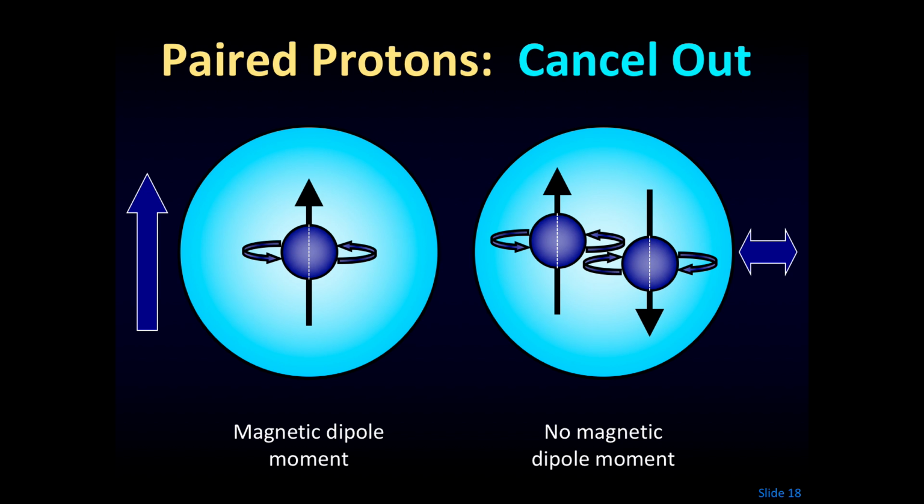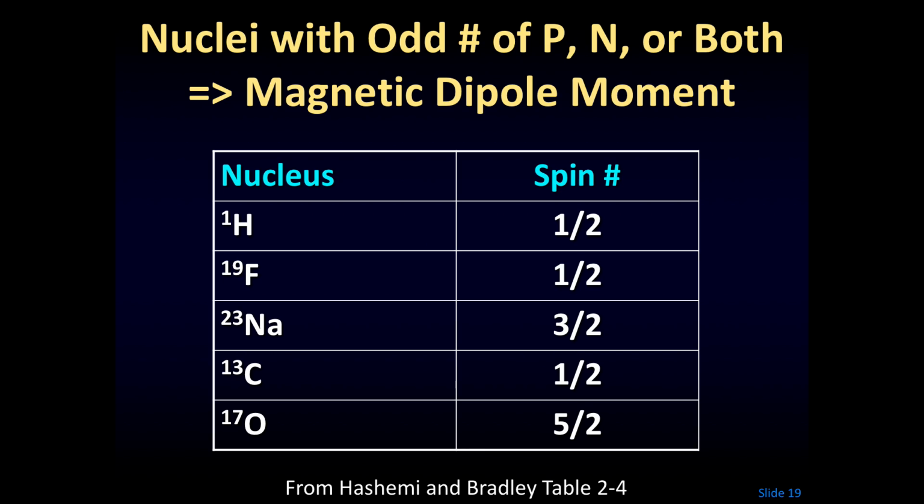But what if you have a nucleus that has two protons? Well, one of them will point up and one will point down. And you might guess that that means they cancel each other out, and you'd be right. They cancel each other out. So it turns out that nuclei that have an odd number of protons, neutrons, or both have a net magnetic dipole moment. So let me explain something. Until now, I've been talking about protons. Now I'm going to talk about nuclei. So if a nucleus has an odd number of protons, neutrons, or both, it has a magnetic dipole moment. If a nucleus has an even number of protons and neutrons, then guess what? No net magnetic dipole moment.